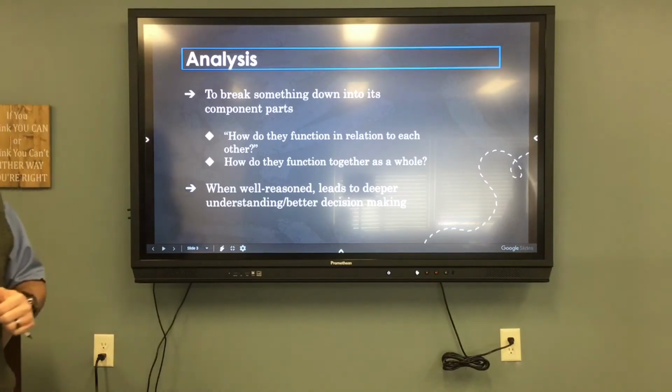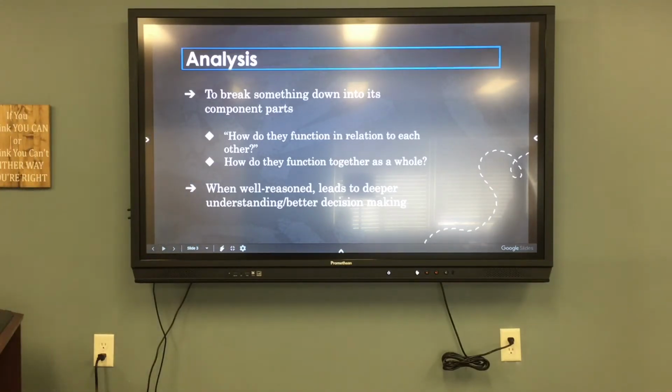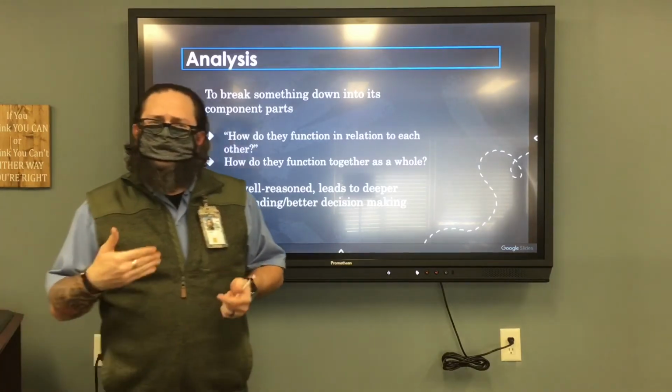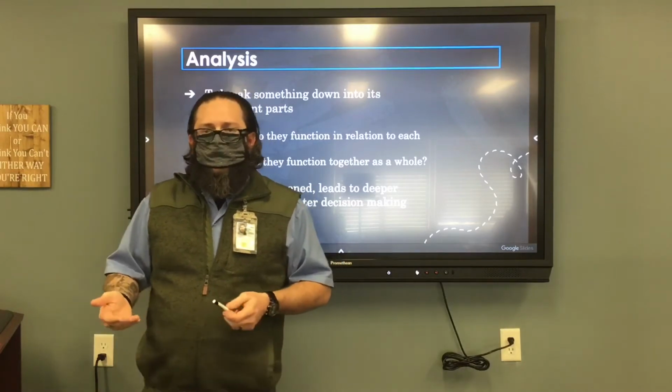So when our analysis is well reasoned, in other words, it's well thought out, and we have looked at each of the details carefully, it leads us to deeper understanding and better decision making when it comes to working with those texts. So analysis really isn't something new.